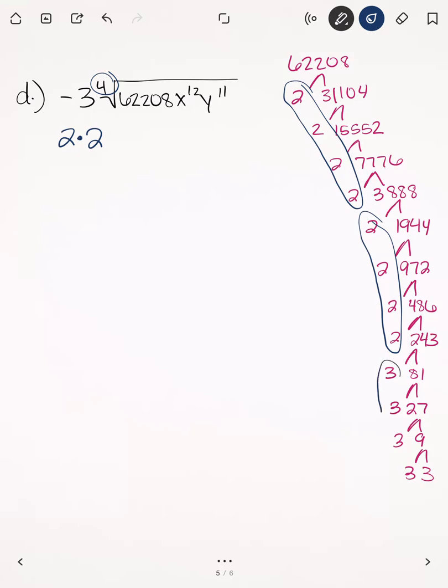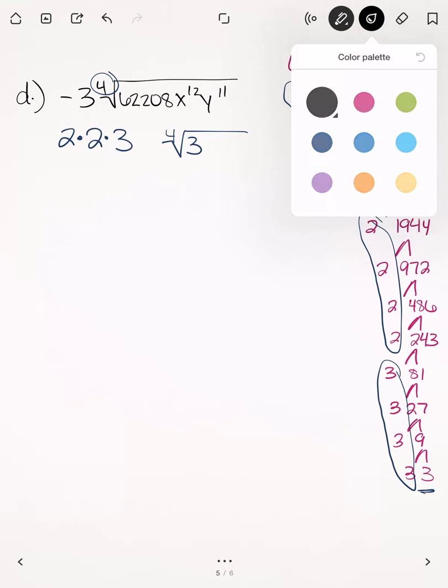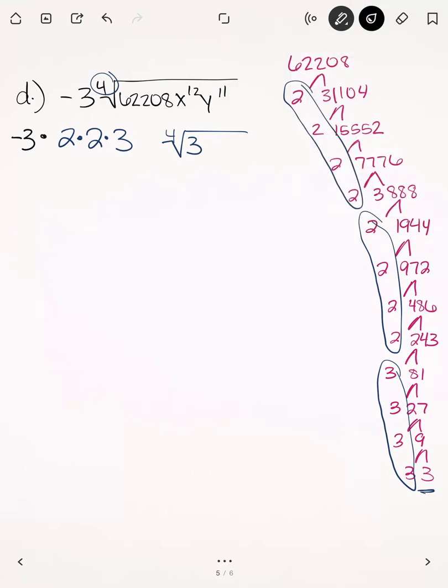On to 3's. 1, 2, 3, 4. A 3 gets to leave. And then I have this 3 right here that didn't have enough to leave, so it has to stay on the inside. I cannot forget this original -3 on the outside.